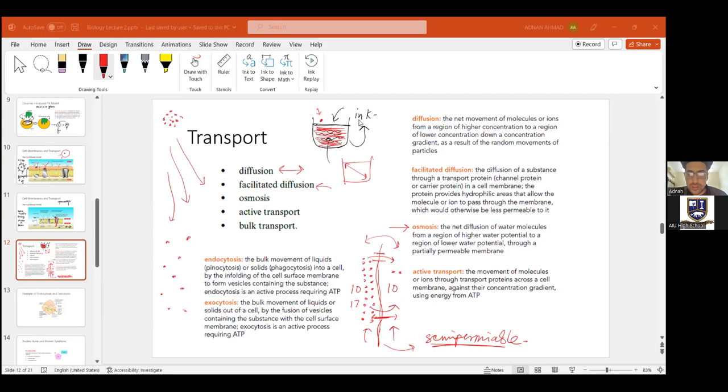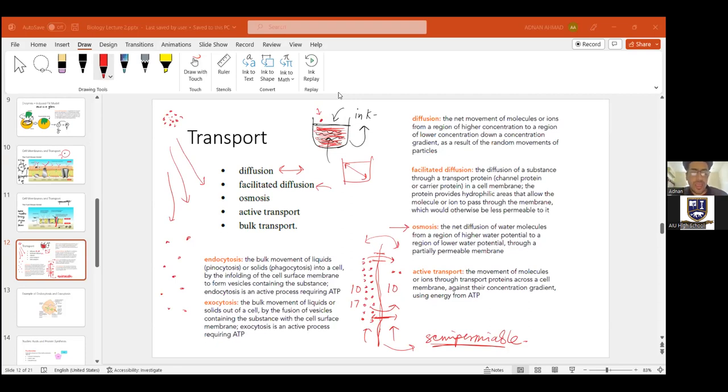Okay, so now active transport. Active transport is the movement of molecules or ions through transport proteins across a cell membrane against their concentration gradient, using energy, ATP. So during active transport or bulk transport, energy is also required.